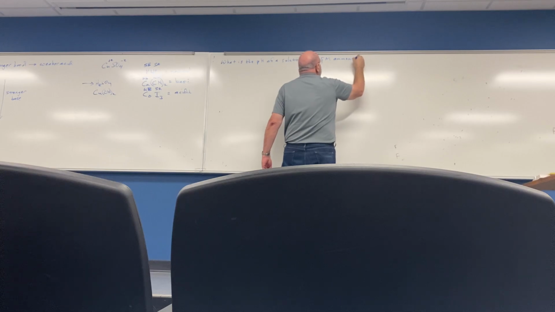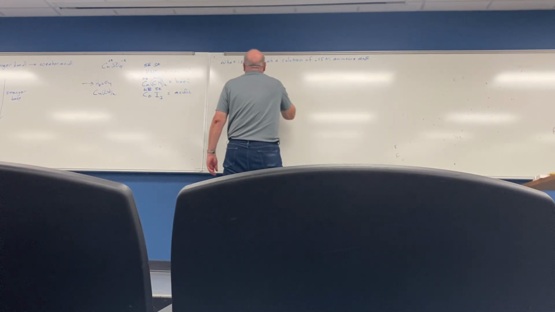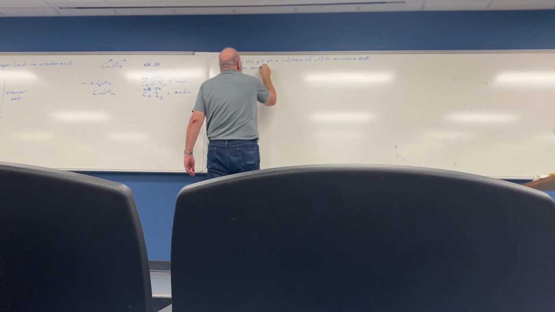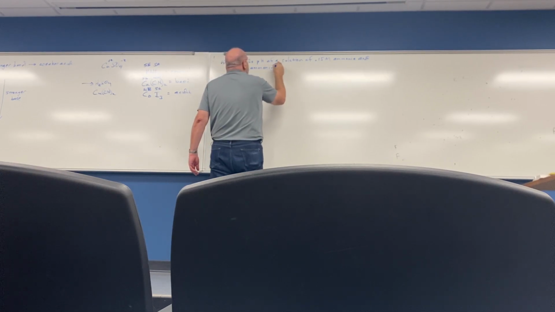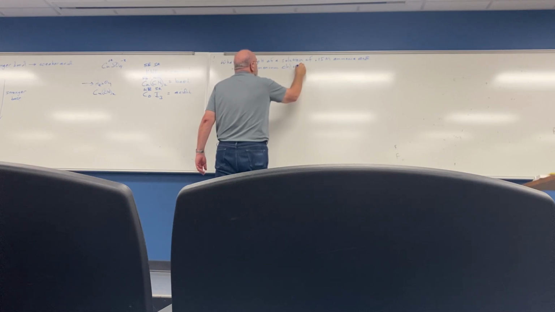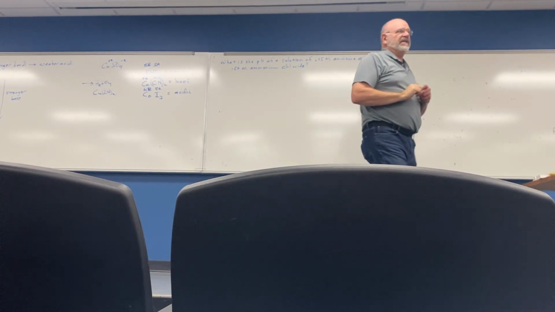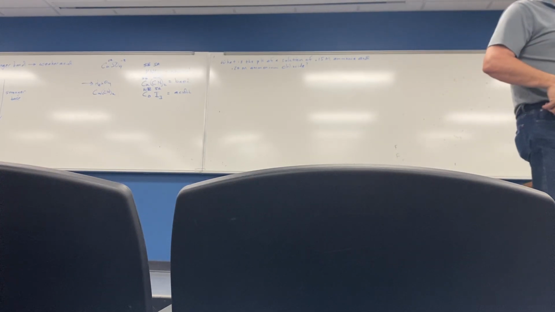Weak acid is equal to strong acids. Strong base. What's the pH of a solution that is made up of 0.15 molar ammonia and 0.20 molar ammonium chloride? Let's write these down.